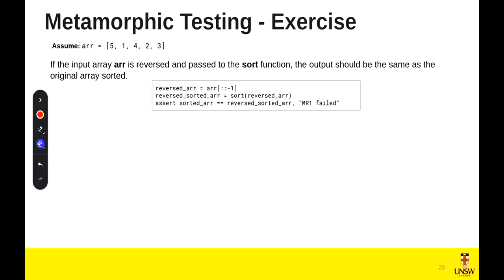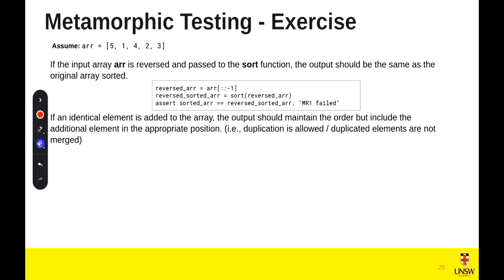And this is using Python. We can have a reversed array, and we can sort the reversed array. Then we can compare the results. The result should remain the same. So this is the first metamorphic relation.